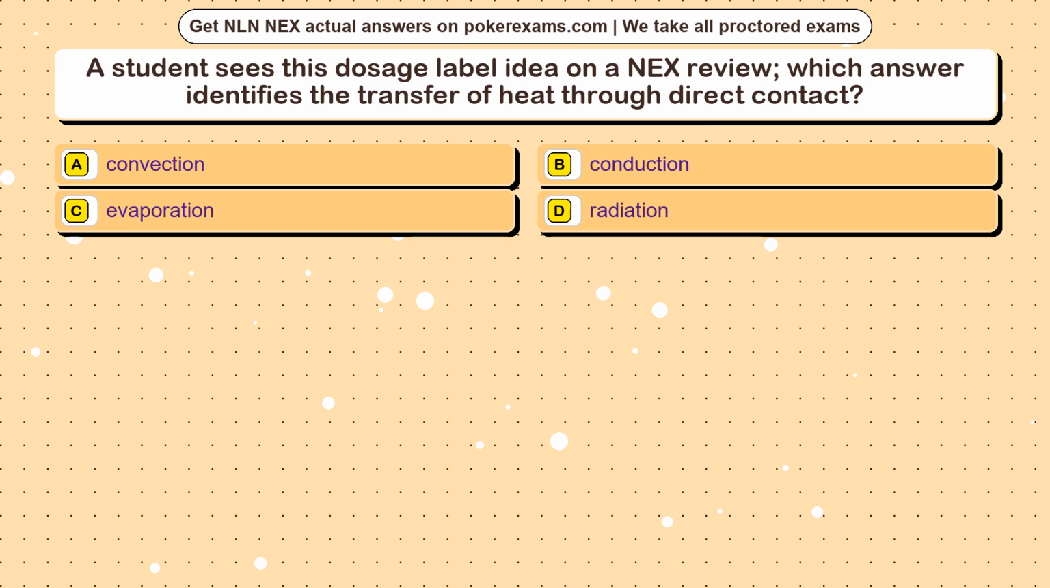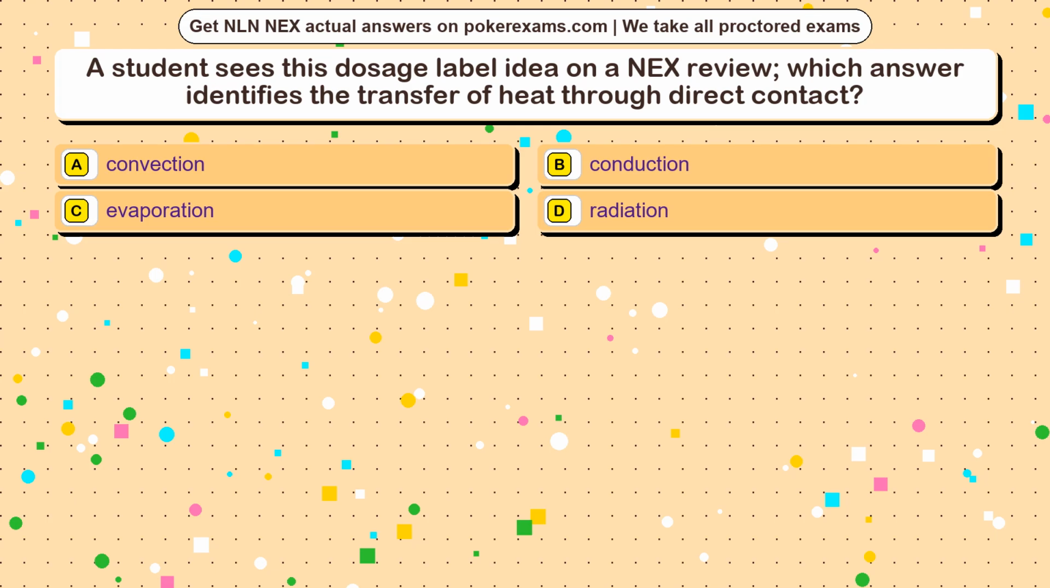Question 10. A student sees this dosage label idea on a NEX review. Which answer identifies the transfer of heat through direct contact? Option A, convection. Option B, conduction. Option C, evaporation. Option D, radiation.